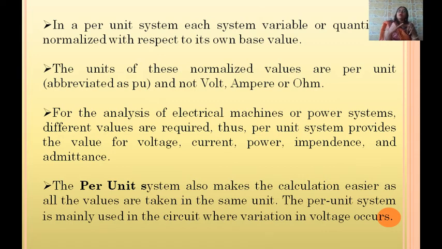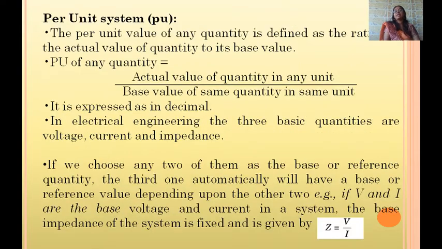You know, the unit of voltage is volt, the unit of current is ampere, the unit of impedance and admittance is ohm. So all these parameters are converted into the same unit, and that is called per unit, and this is the main advantage of the per unit system. The per unit system is mainly used in circuits where variation in the voltage occurs. In power system, variation of voltage is there: generation at different level, transmission at different level, distribution at different level.